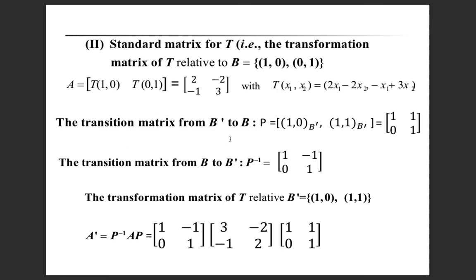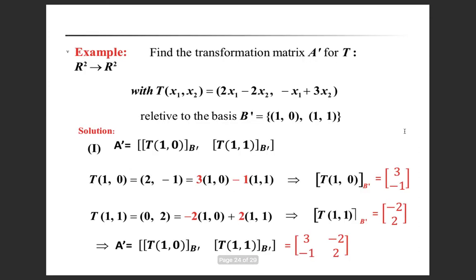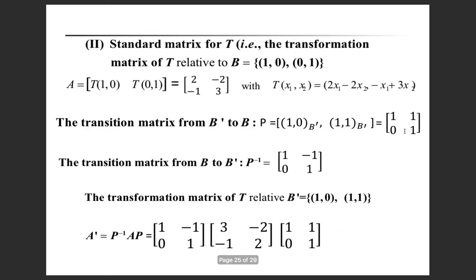The transition matrix of B dash to B is P, with columns (1, 0) B dash and (1, 1) B dash, and this is nothing but 1, 1, 0, 1. And the transition matrix of B to B dash is P inverse. It is easy to calculate the inverse: 1, minus 1, 0, 1. So the transition matrix of T relative to B dash is computed from this.